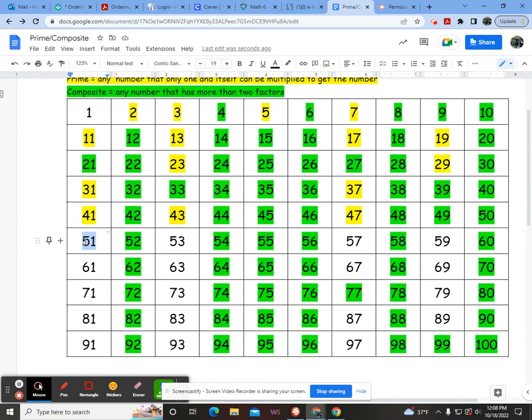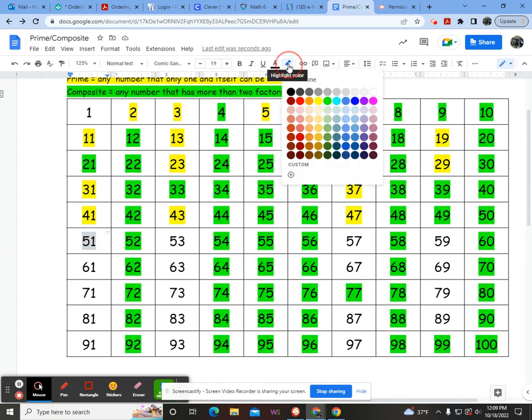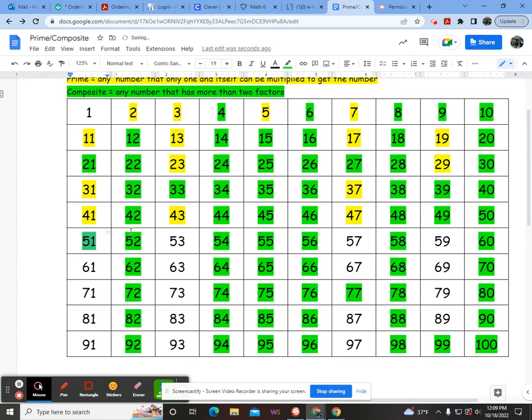51. It is not. Can anyone tell me what might go into it? It's not a fact that we learn, but a divisibility rule I just briefly said would help us. What is 5 plus 1? 6. What will go into 6 that I mentioned? 3. So therefore 3 goes into 51, I believe 17 times.